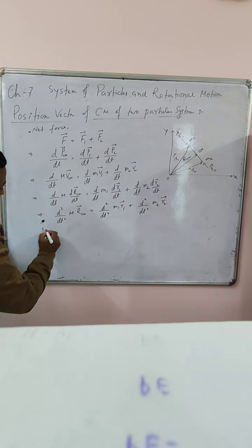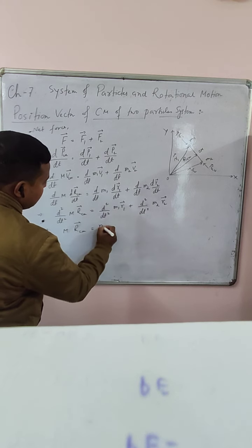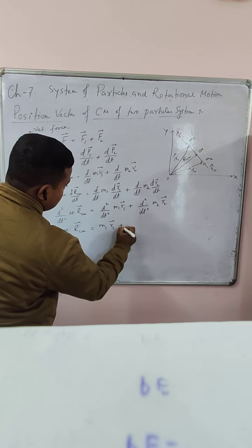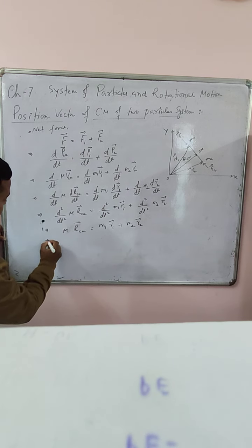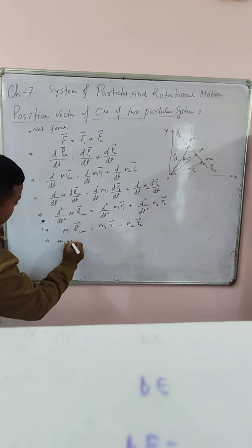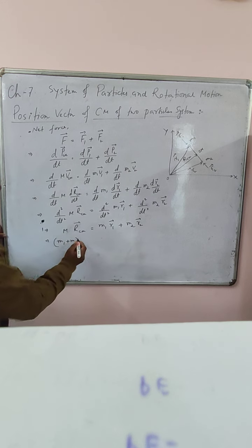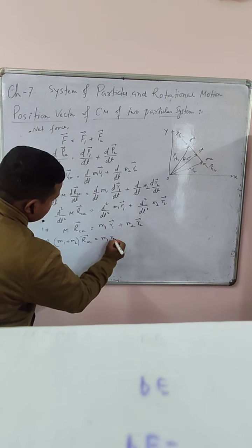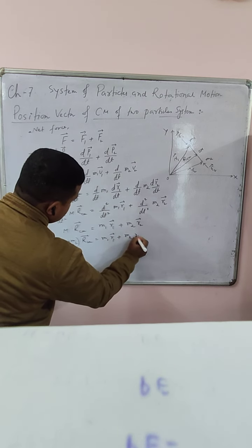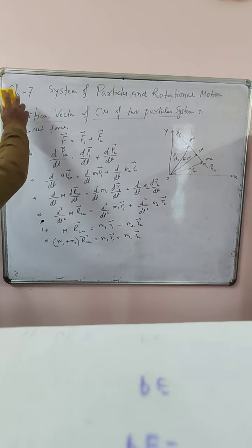Or this simply you can write m RCM equals m1 r1 plus m2 r2. Then this m is nothing but m1 plus m2, as I have told earlier, the total mass of the body is supposed to concentrate at the center of mass. So RCM will be m1 r1 plus m2 r2 divided by m. So from here we can find the value of RCM, that is the position vector of center of mass.